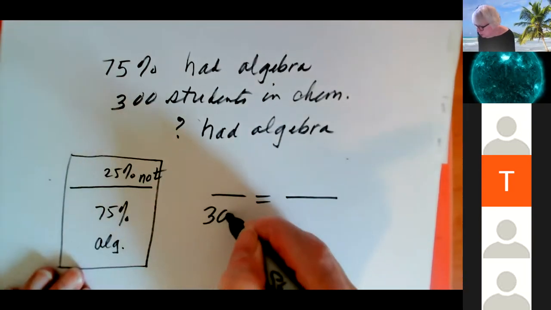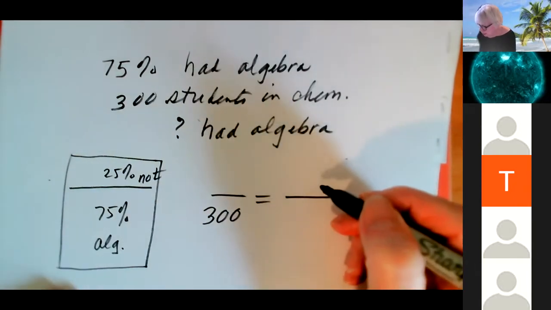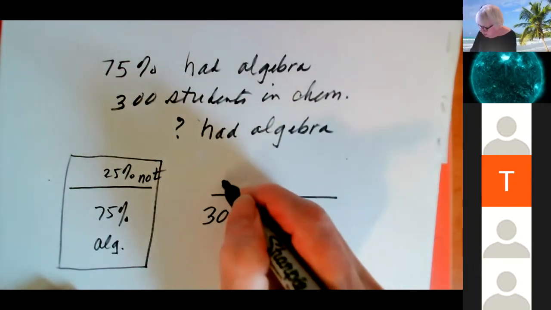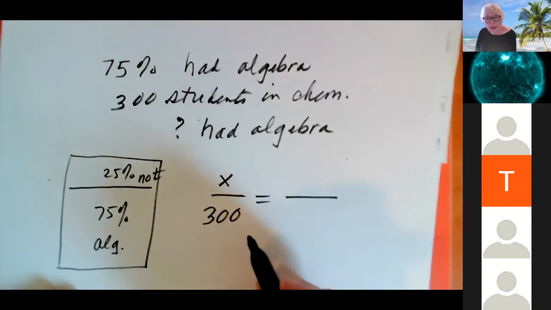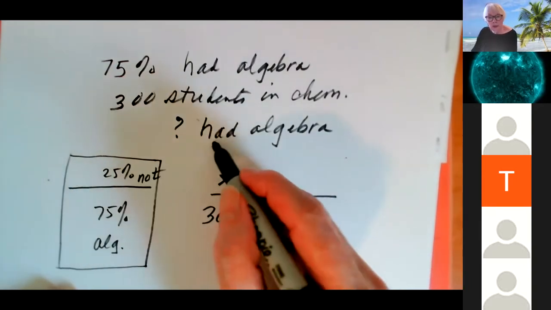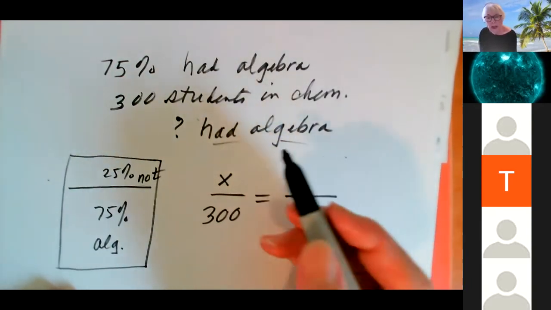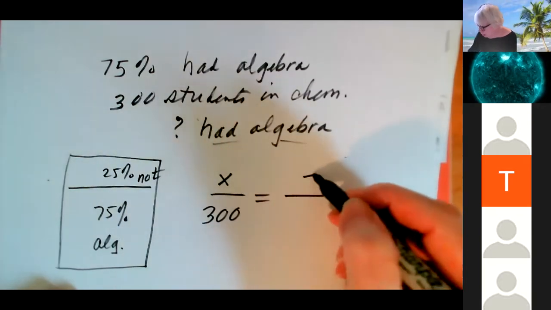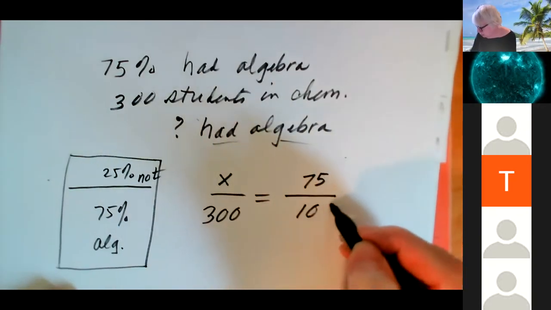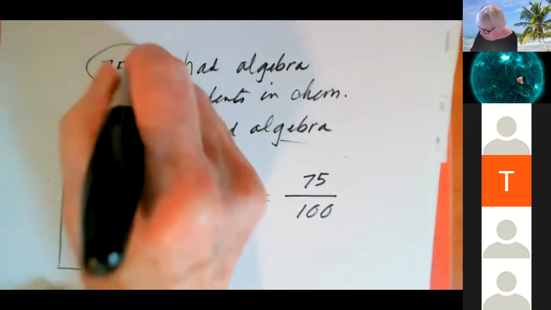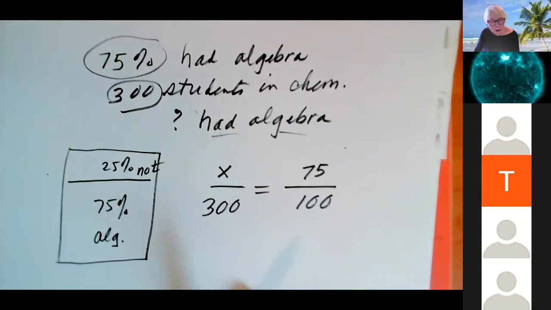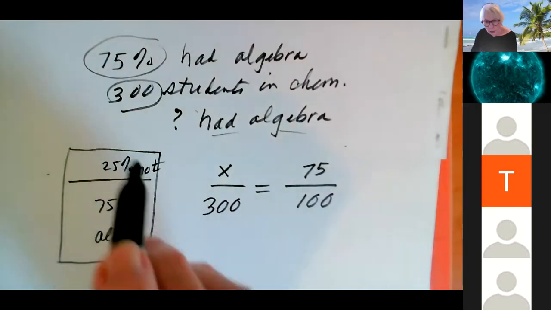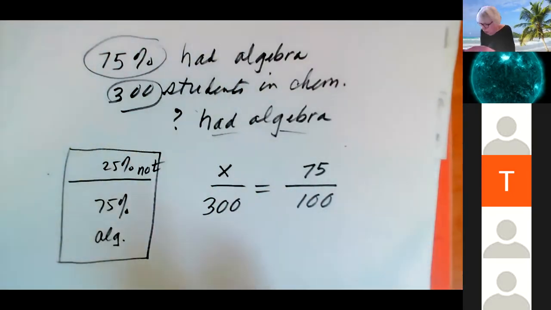So once you determine that it's a total, then this would have to be X. And we're trying to figure out the ones that had algebra, right? And the ones that had algebra were 75%. So that was the number we had to use. We used 300 for the total. Is that okay? Yeah. And this is ready to go. And so cross multiply.